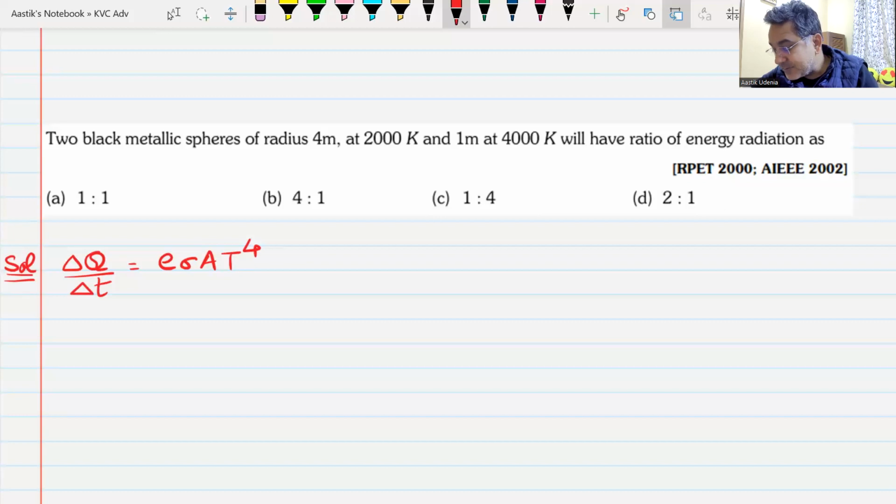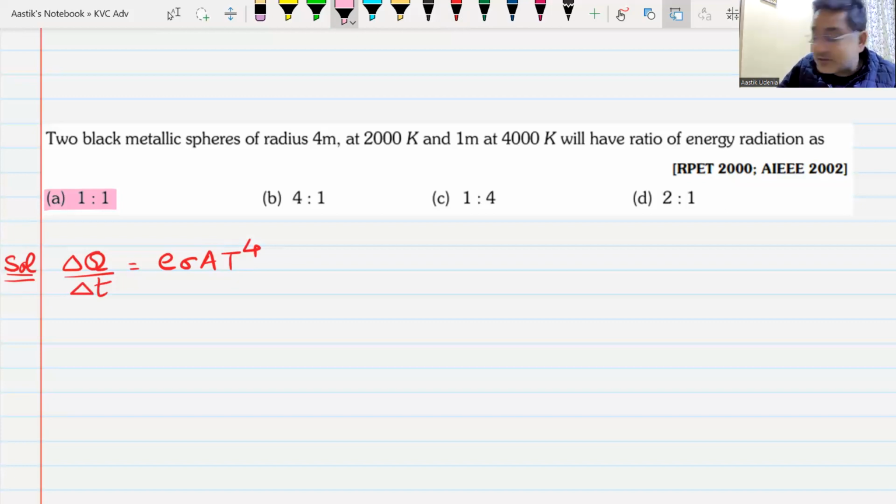What is the area? 4 by 3 pi r square, sir. Sorry, 4 pi r square. See, when you think again, you get the right results. So what is the final answer now? 1:1, sir. See, the answer has drastically changed from 4:1 to 1:1. You think correctly.